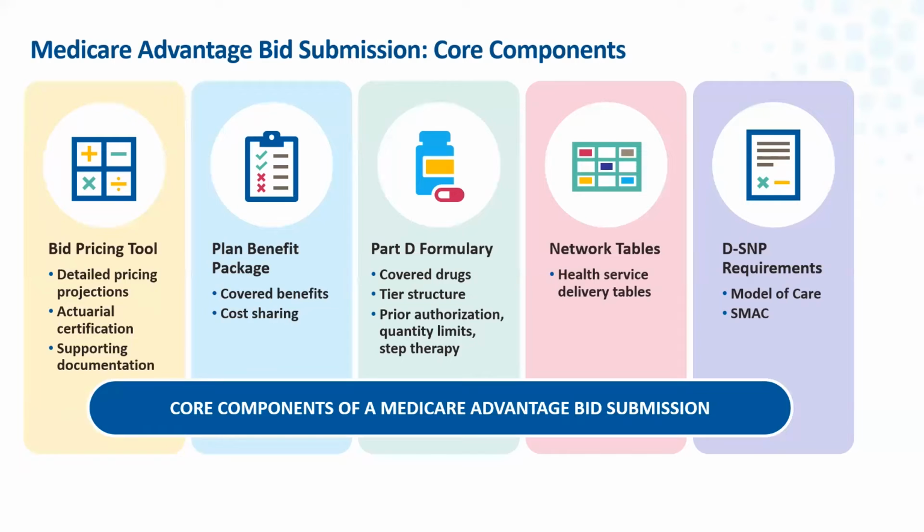Bids also include provider network information organized through health service delivery tables, as well as information about Part D prescription drug coverage. This includes the specific drugs covered on the plan's formulary, the formulary tier structure, and any utilization management criteria that will be used by the plan in making coverage decisions. Finally, two important DSNP-specific components, the plan's model of care and its state Medicaid agency contract, are also part of the overall bid submission process.